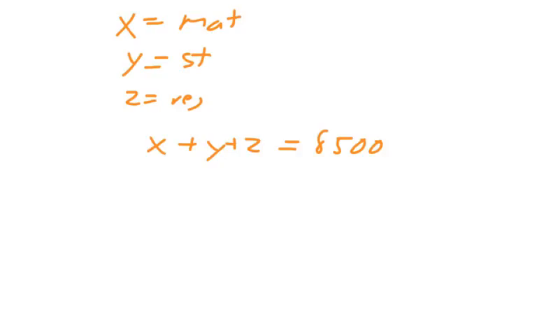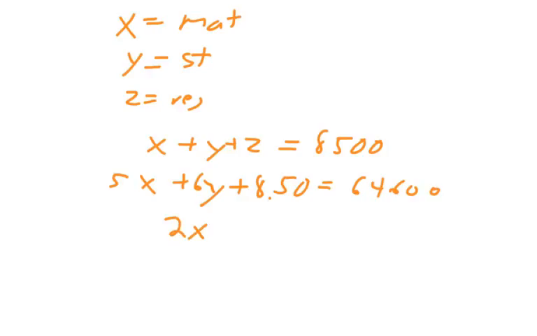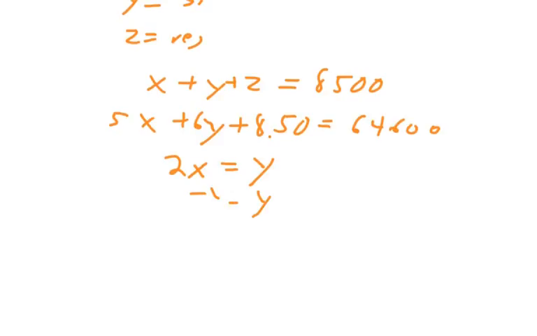Now it says that it costs $5 for a matinee and $6 for the student and $8.50, and we're going to make $64,600 on those. And then the most confusing part is it says twice as many students as the matinee. So we need 2 times the matinee to equal the students. And I'm also going to subtract y on both sides, so we got 2x minus y equals 0.